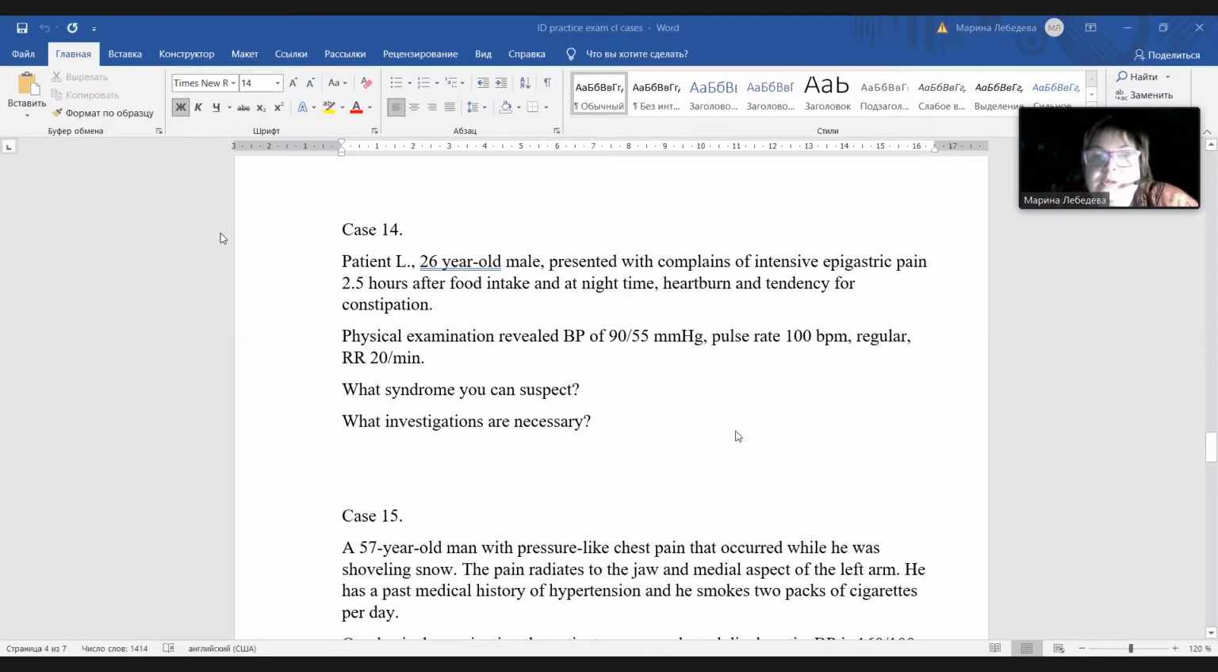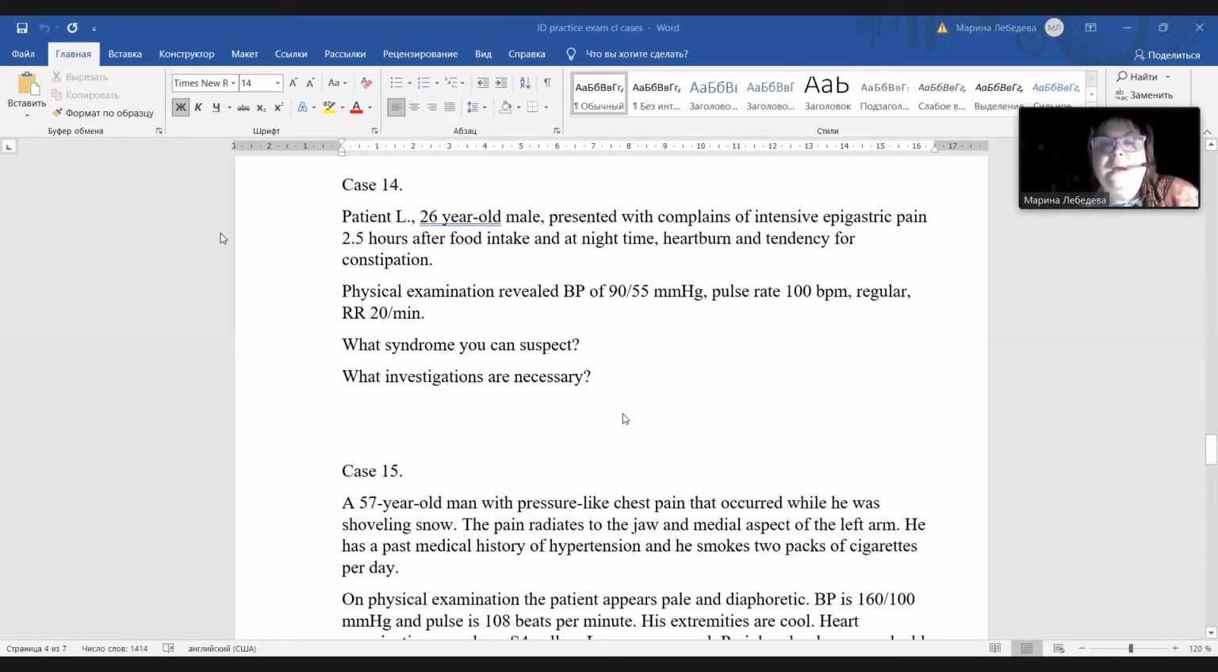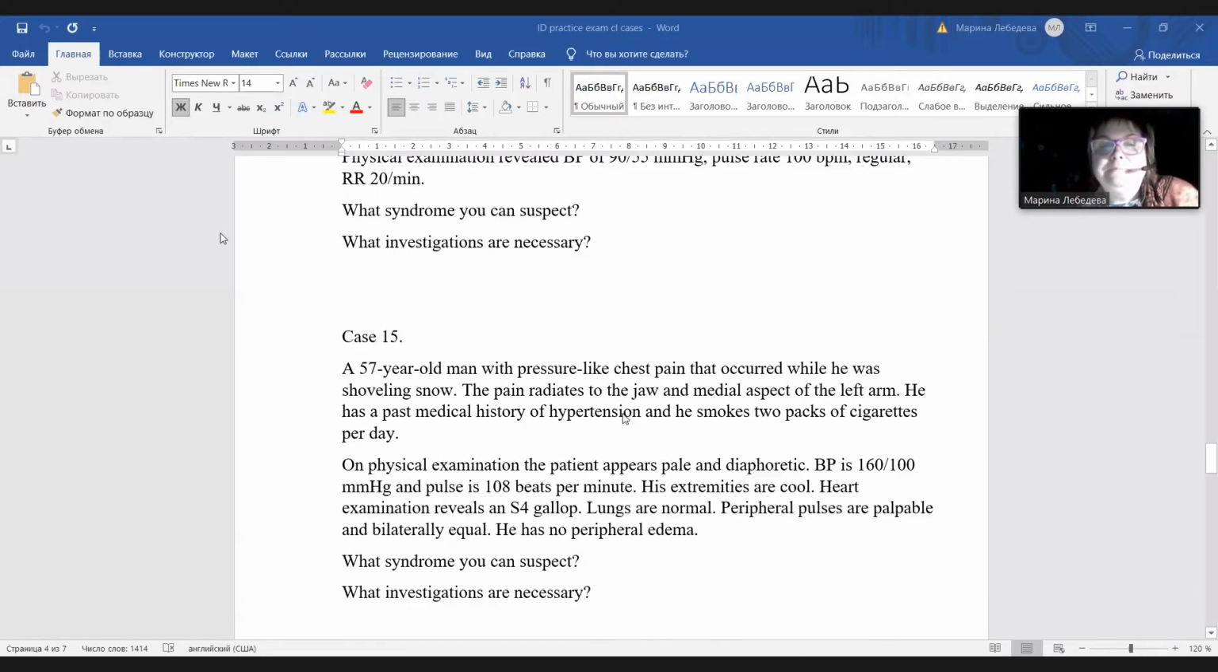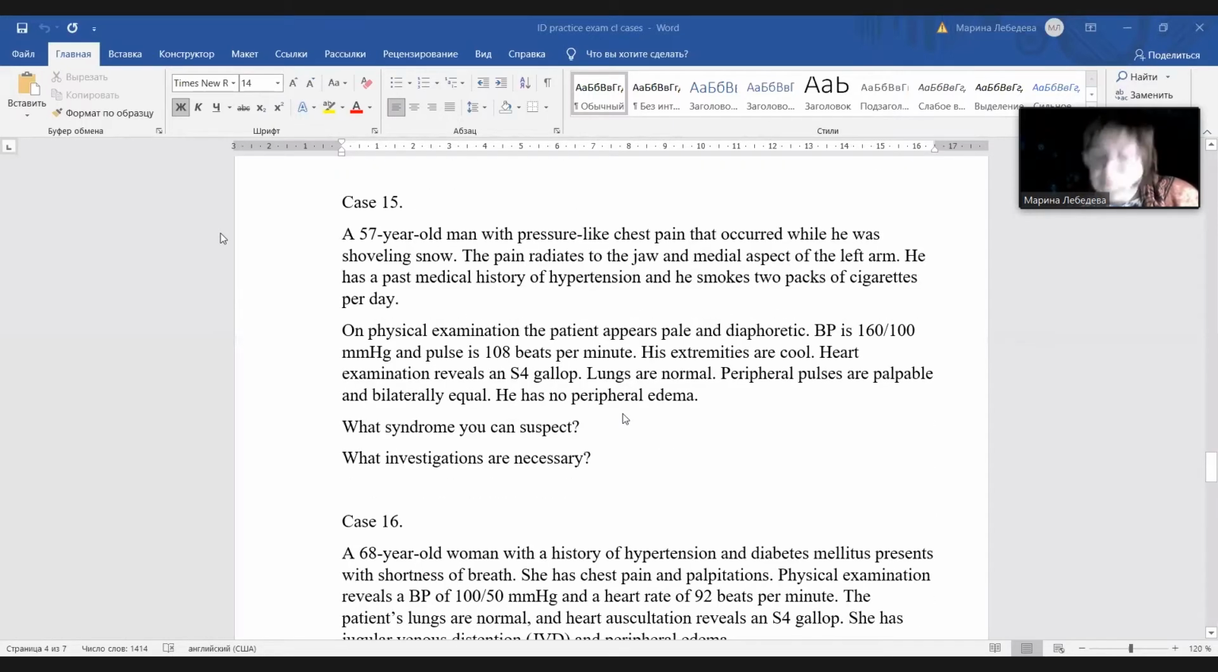Yes, you're quite right that it is bleeding, and the source of it is more often, in this case, a duodenal ulcer because of such appearance of epigastric pain. It is more typical to duodenal zone, though it may be a stomach also. Okay, what is about 15 test case?